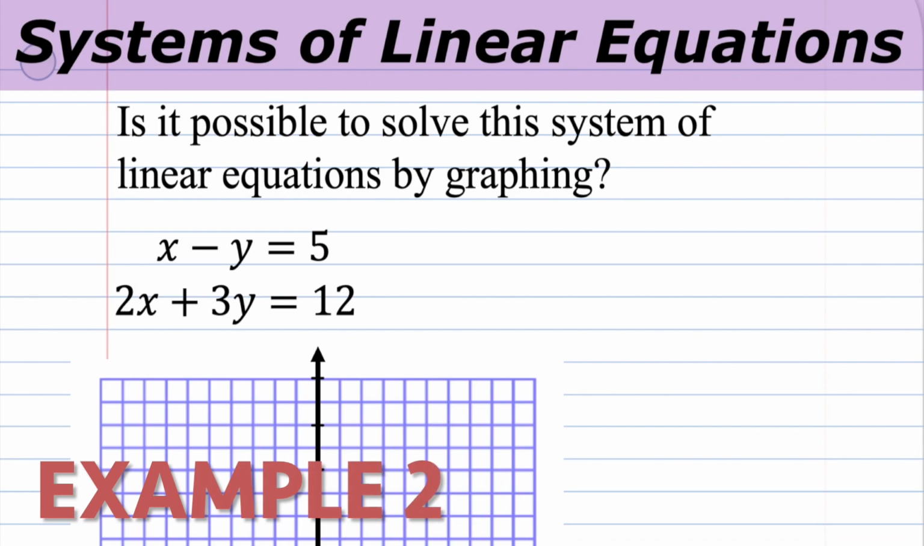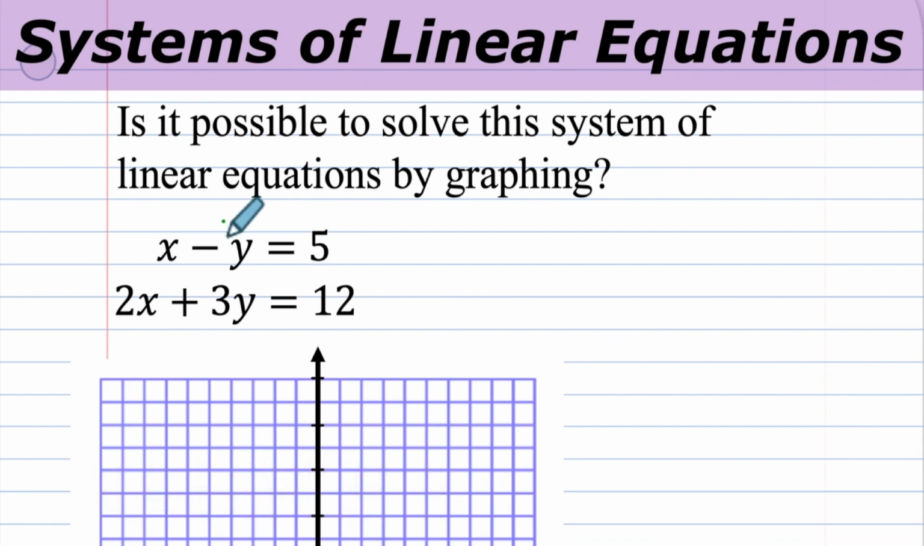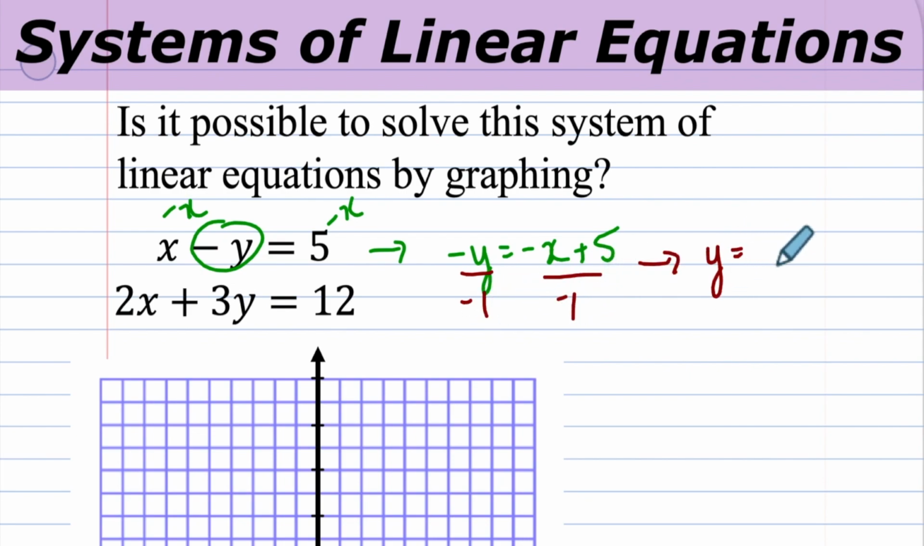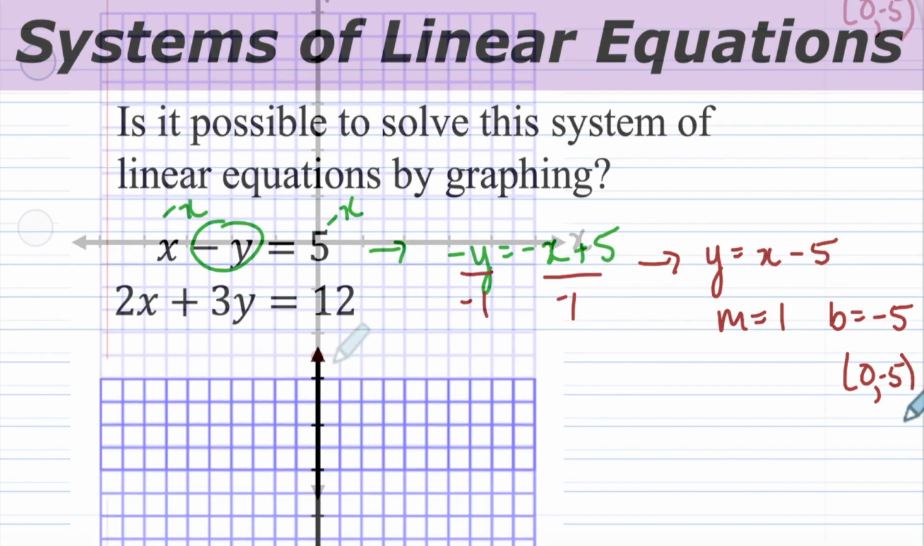Is it possible to solve this system of linear equations by graphing? Well, let's try. Solving for y, we'll subtract x from both sides. -y is equal to -x plus 5, and then we'll need to divide by -1. y is equal to positive x minus 5. Slope is 1, and y-intercept is -5, or (0, -5).